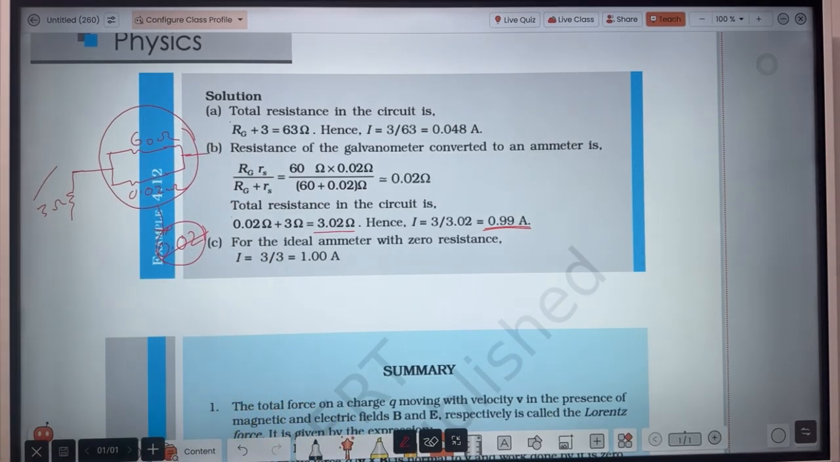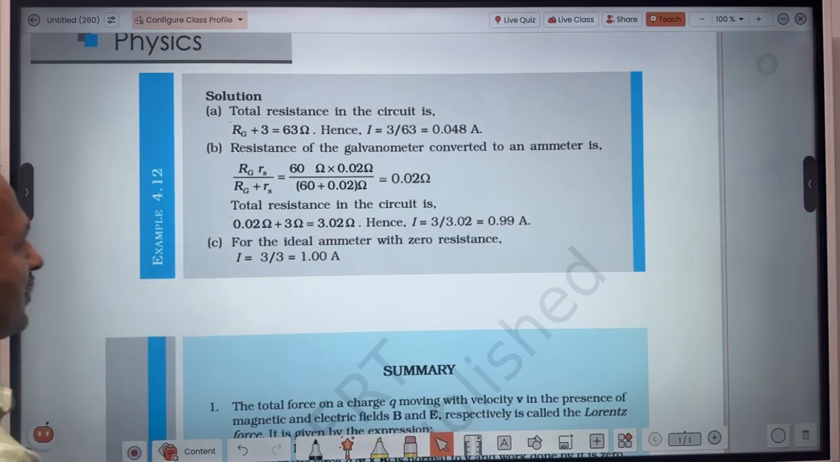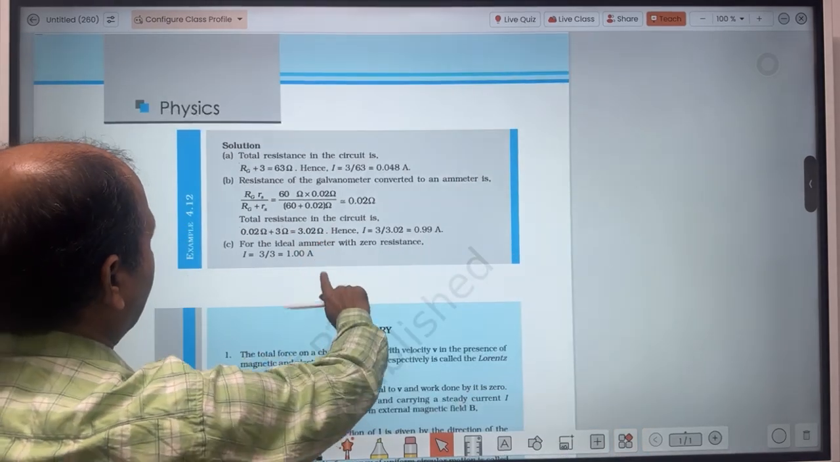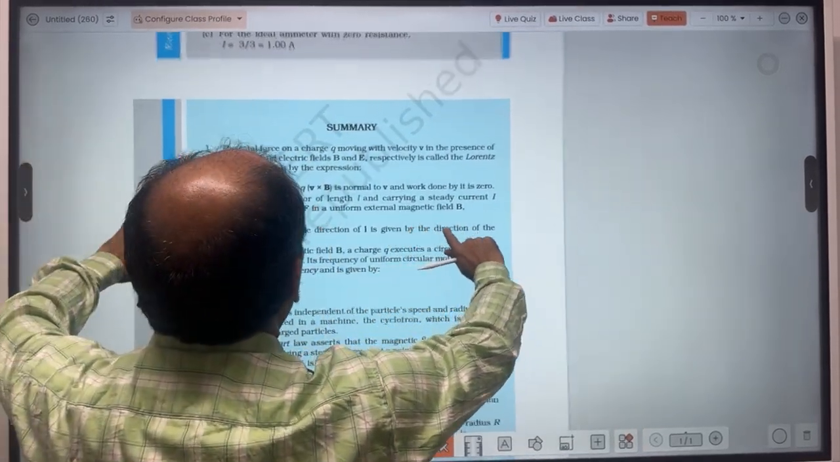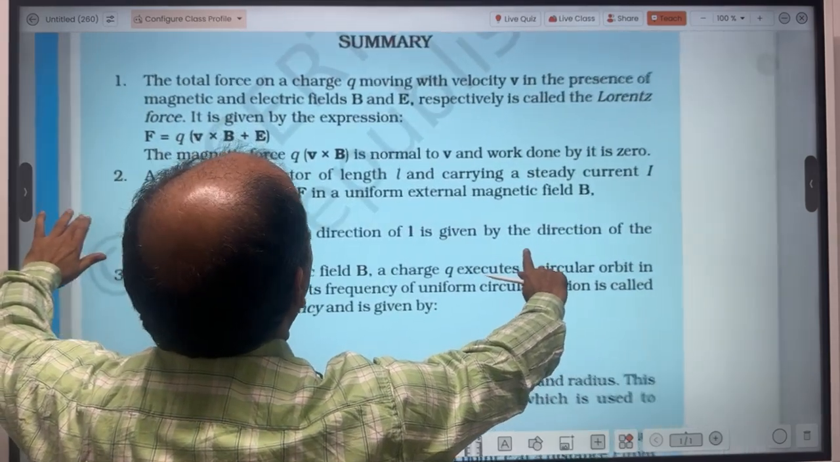And if it is an ideal ammeter, then this will be like a simple conducting wire with no resistance. So forget it. Just the 3 ohm resistor will be considered, and the 3 volt battery. So obviously it will be 1 ampere. So I think you have understood the question. Now we are going to read the summary points, and then we will assume that you have understood the lesson fully.